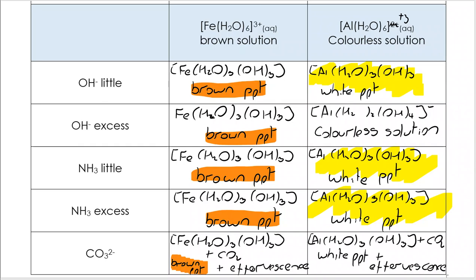And again, similar as we saw with the previous 2, this is common across all 4, that whatever happens with a little OH- is the same as happens with a little NH3. We've also got down at the bottom a very similar response when we add carbonate ions to 3+ complexes, we still get the same complex as above, but we also get the effervescence. So the key anomaly on this one is the OH- excess with aluminium 3+.